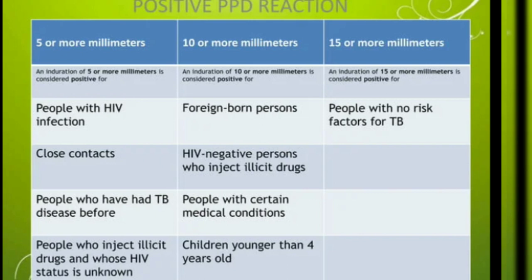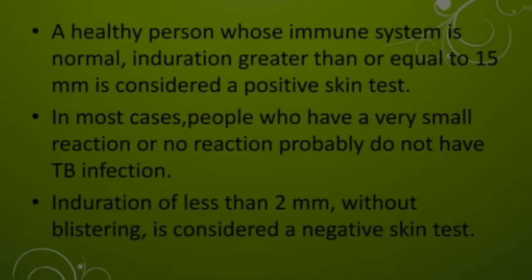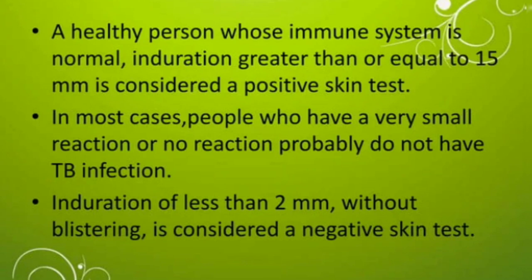5 or more millimeters is positive in people with HIV, infected close contacts, people who have had TB disease before, and people who inject illicit drugs whose HIV status is unknown. 10 or more millimeters: foreign-born persons, HIV-negative persons who inject illicit drugs, people with certain medical conditions, children younger than 4 years. 15 or more millimeters: people who have no risk factors for tuberculosis.